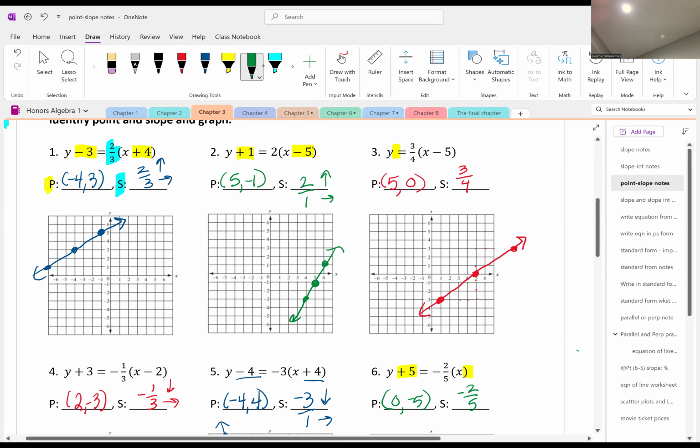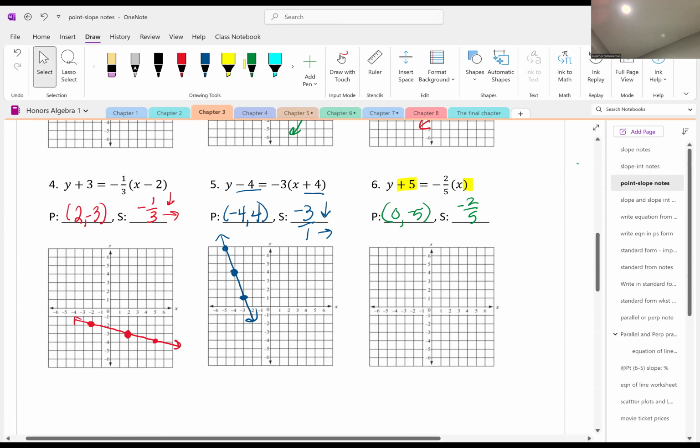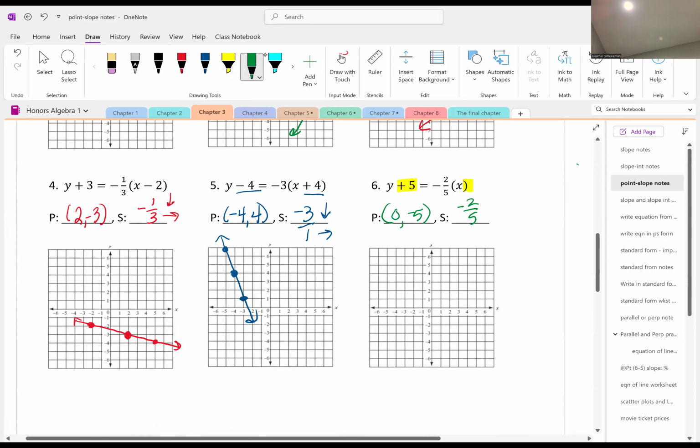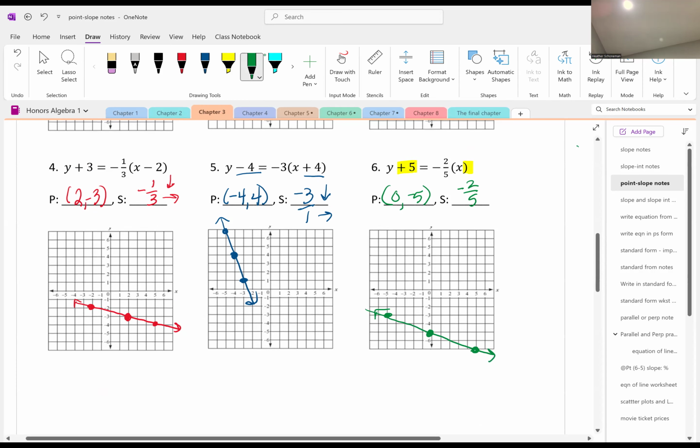-5. Okay? So we're still getting the point the exact same way every time we see parentheses. So our point is (0, -5). So we're going to start here and go down 2 and right 5, or up 2 and left 5. And then we can connect our dots.